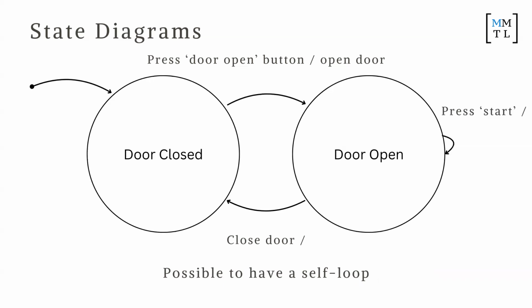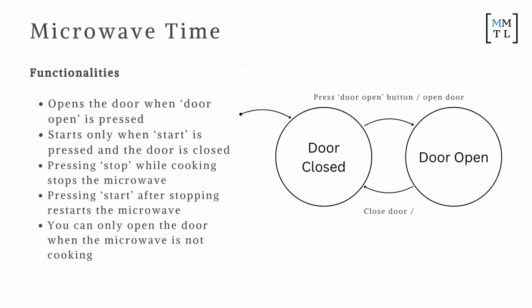And it is possible to have a self loop, and this is the final rule. It is possible, for example, for you to be in the door open state. If you press start on the microwave, it's just going to loop back to the door open state because it doesn't really start the microwave. Does that make sense? Okay.